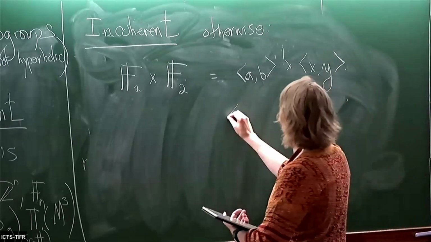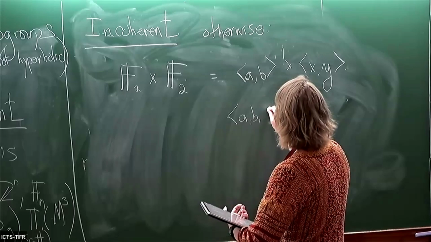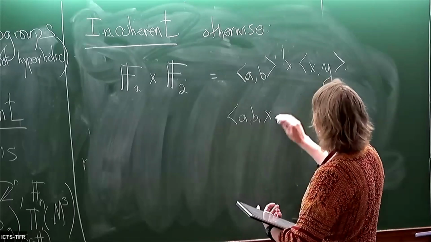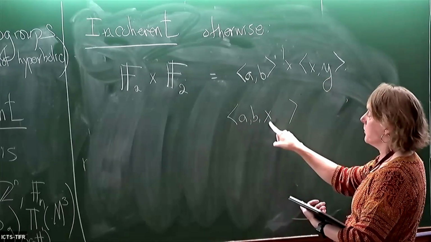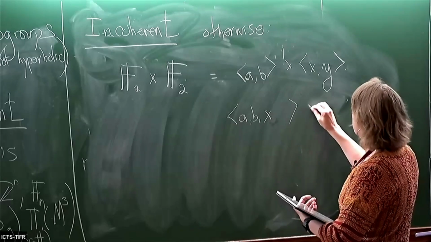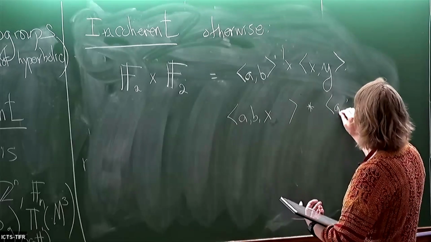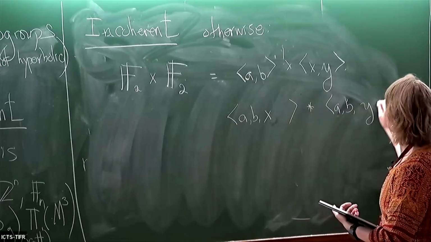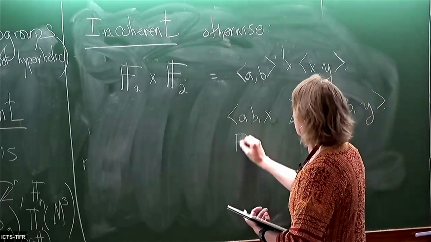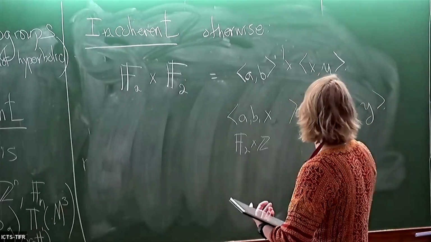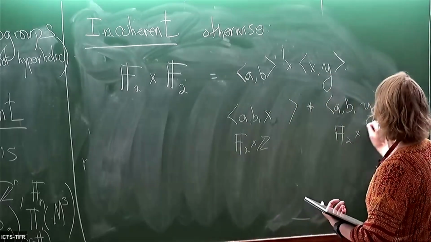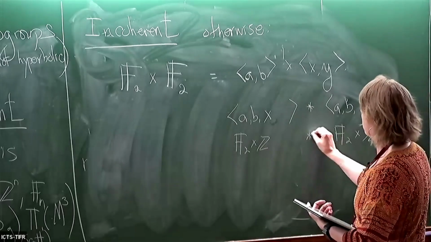So I can think of this as ABX, where A and B commute with X, free product with ABY. So this is like F2 times Z and F2 times Z, amalgamated along their F2.